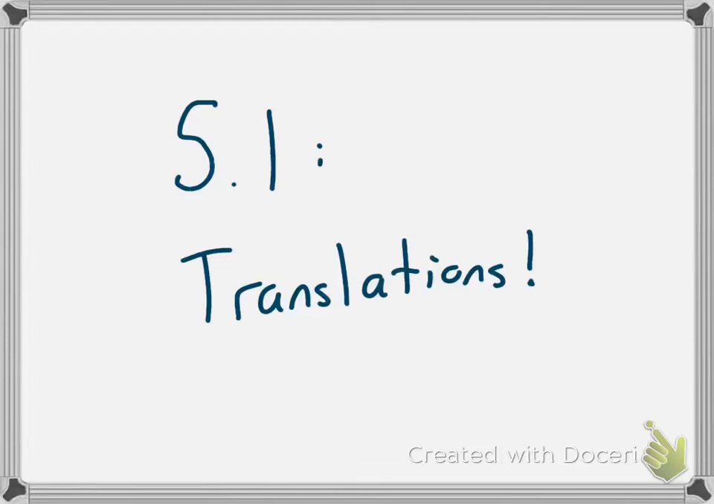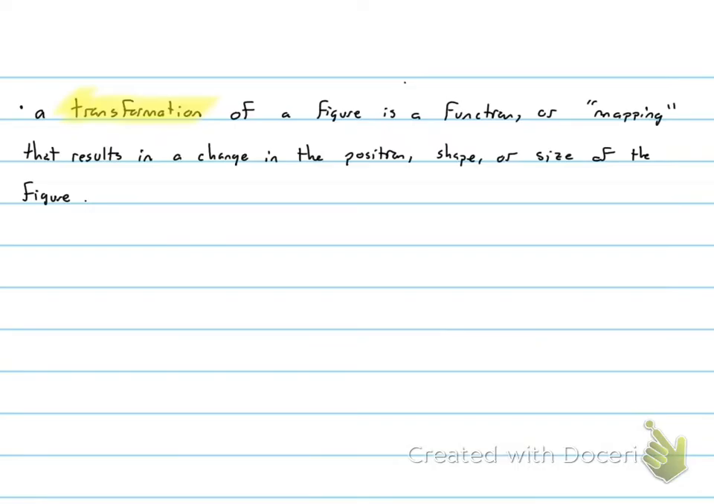In section 5.1, we're going to learn about translations. Now, before we get into what a translation is, this whole unit is really all about transformations, or moving a figure around a coordinate plane. A transformation, by definition, of a figure is a function or mapping that results in the change in the position, shape, or size of the figure.